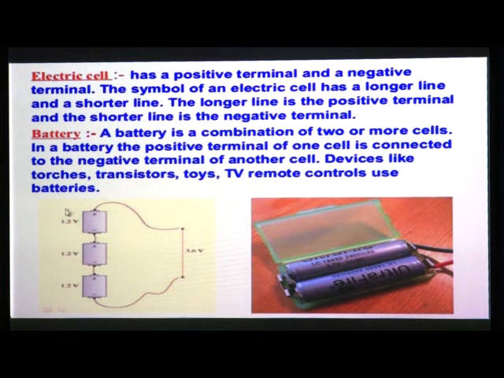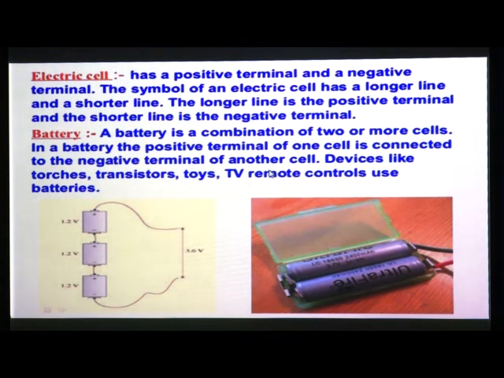Devices like torches, transistors, toys, and TV remote controls use batteries. So where can you see batteries? Devices like a torch, a transistor, a toy and a TV remote are controlled by batteries. There are two cells in a remote also. Some toys can work with one cell, some can work with 2, 3, 4 cells. In these 2, 3, 4 cells, you can see the battery performing, or that is called a battery. And then the transistor and torch.